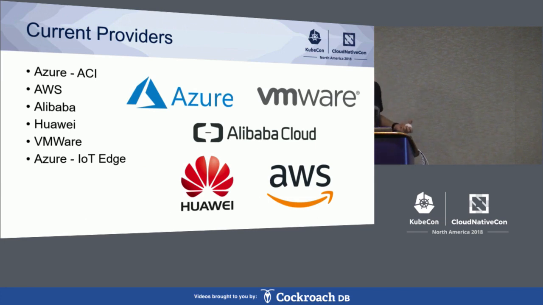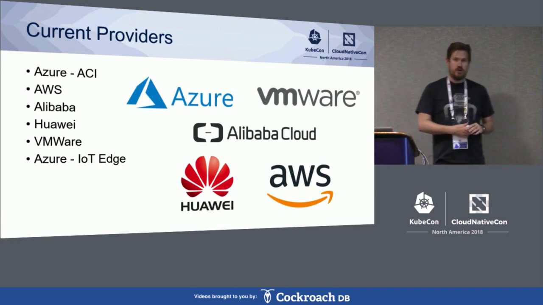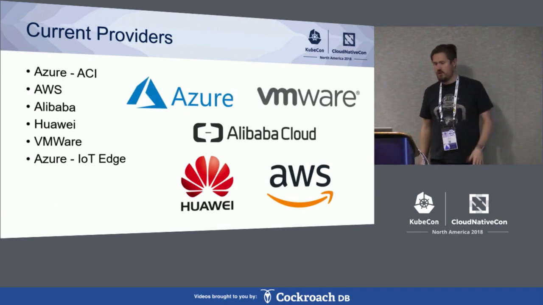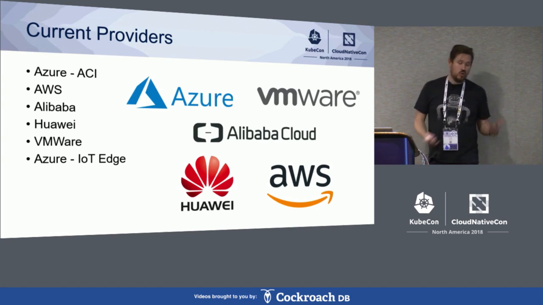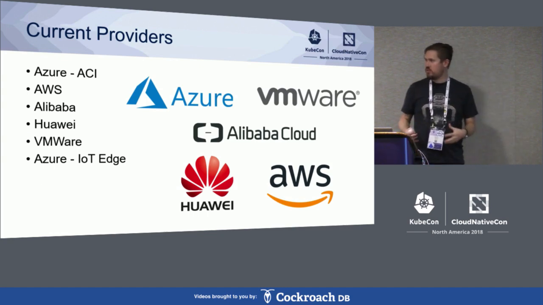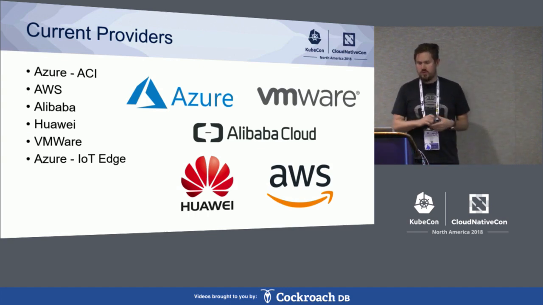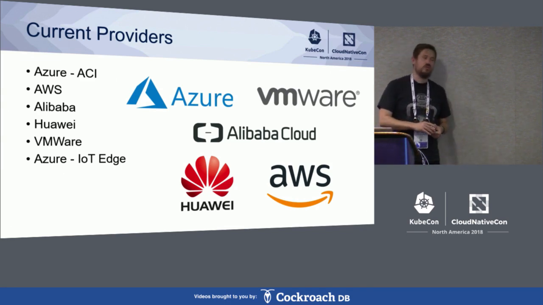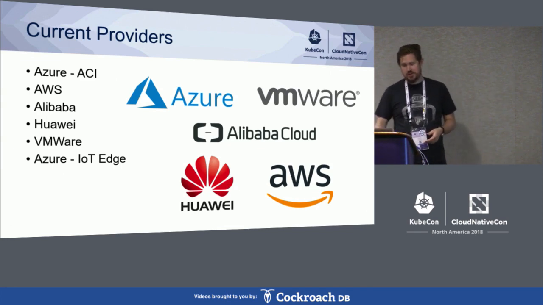But first, like, what providers do we have? ACI, we mentioned a second ago. AWS Fargate. VMware has one for vSphere Integrated Containers. So if you're running vSphere on-premise and you want to use VIC to abstract away resources for running containers, you can use that. There's one for AliCloud. There's one for Huawei. Brian mentioned the IoT Edge thing.